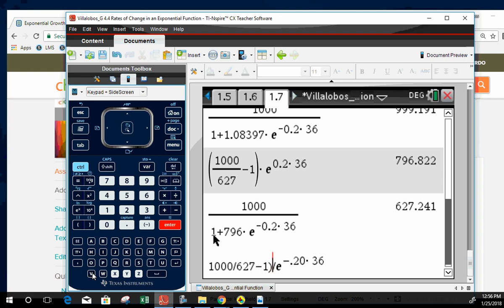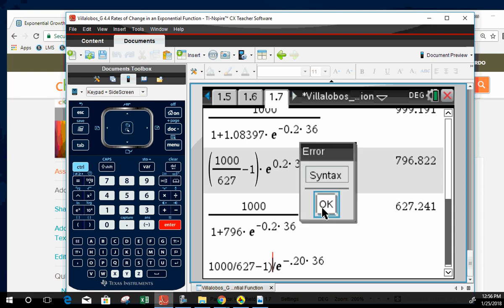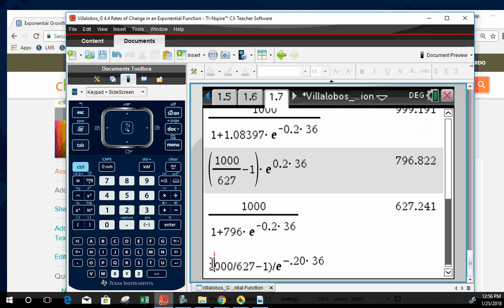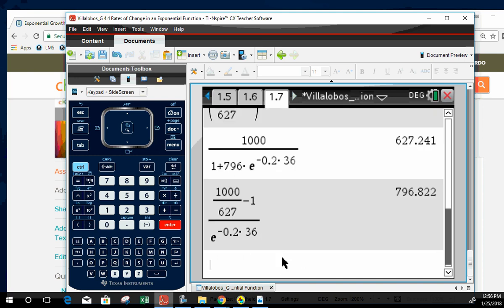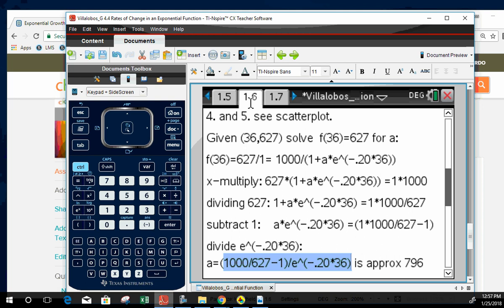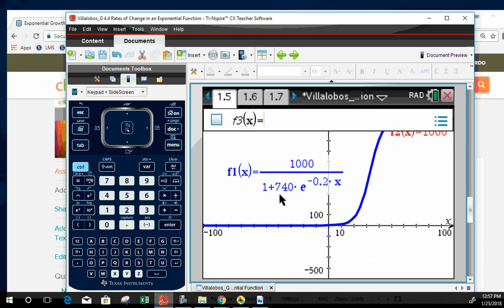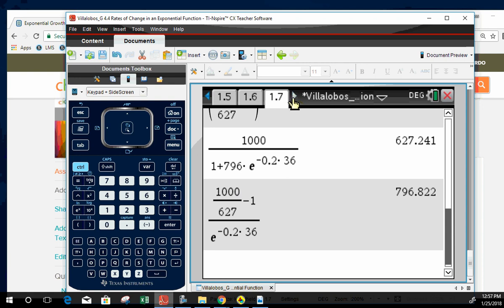Back up to parentheses. Doesn't like that. Maybe it doesn't like that. That's not really a division. So I'll put divide, and whoops, too many. And still doesn't look, oh, it's missing a parenthesis. Okay. There. So just have to clean it up a little. So that is 796.82, which comparing that with the one that was there, that had 740. So it depends what point you pick, but that's an okay model.